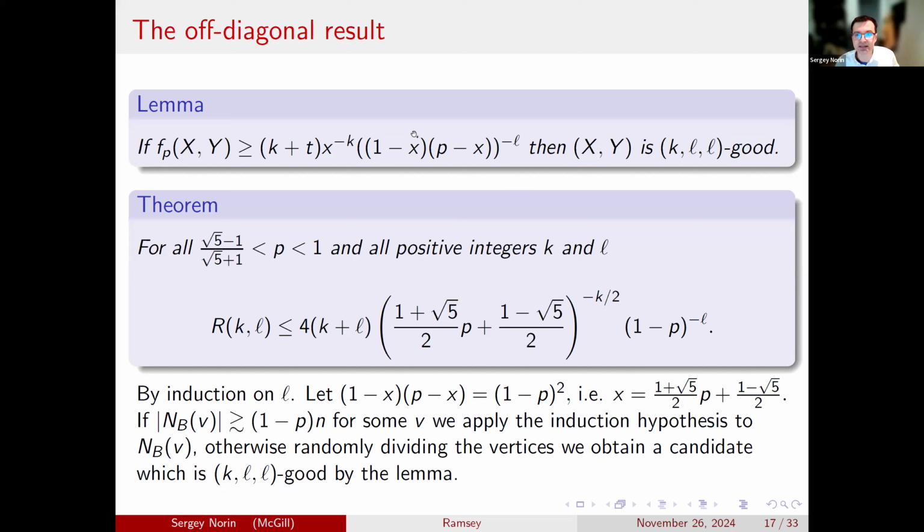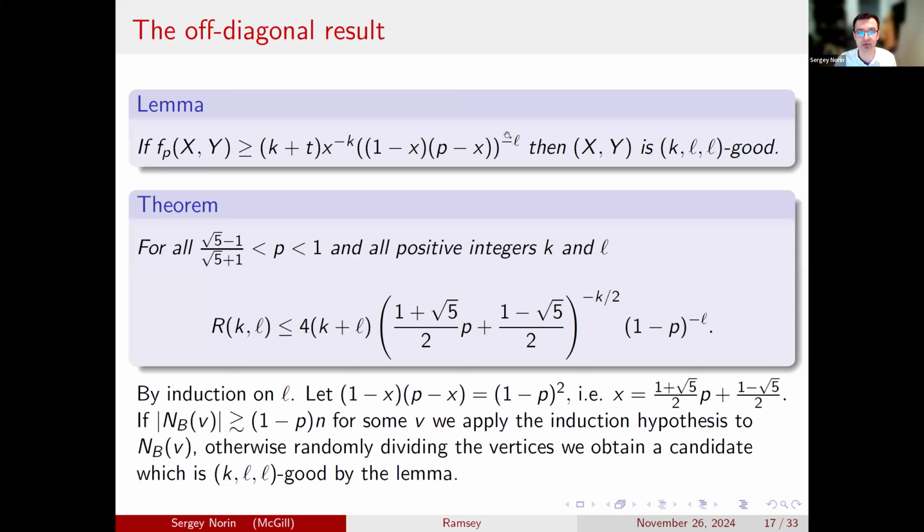But if our density is less than p, then we cannot apply this. But what we can apply is just the Erdős-Szekeres argument. Take a blue neighborhood of one vertex, which would be at least size 1 minus p of the total number of vertices, and apply induction hypothesis to this blue neighborhood. So we can either pay a factor 1 minus p to reduce L by 1, or we can apply the bound from the lemma, more or less, that's the point. And the bound from the lemma, this FPXY, is roughly, as I was trying to mention, the square of the number of vertices.